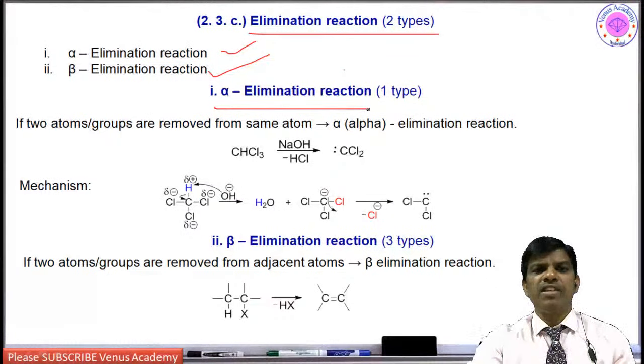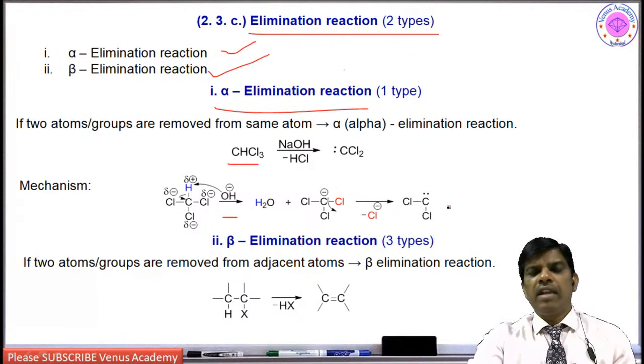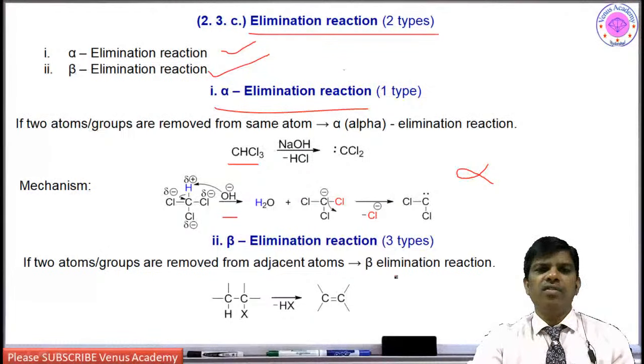Alpha elimination reaction is where two atoms are removed from the same carbon. For example, if I take chloroform and treat it with base, it is going to lose chlorine and chlorine to give dichlorocarbene. Dichlorocarbene is going to be formed. So this is an alpha elimination reaction. Alpha elimination reactions are very rare. Very few examples of alpha elimination you will find.